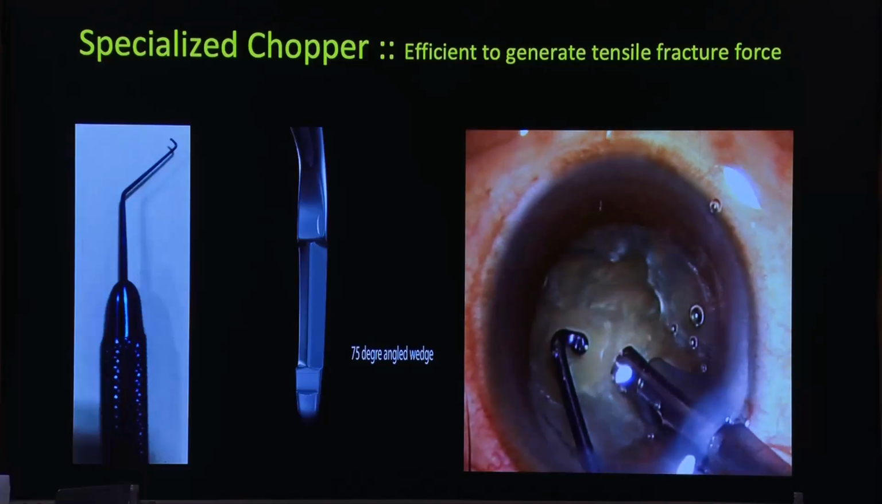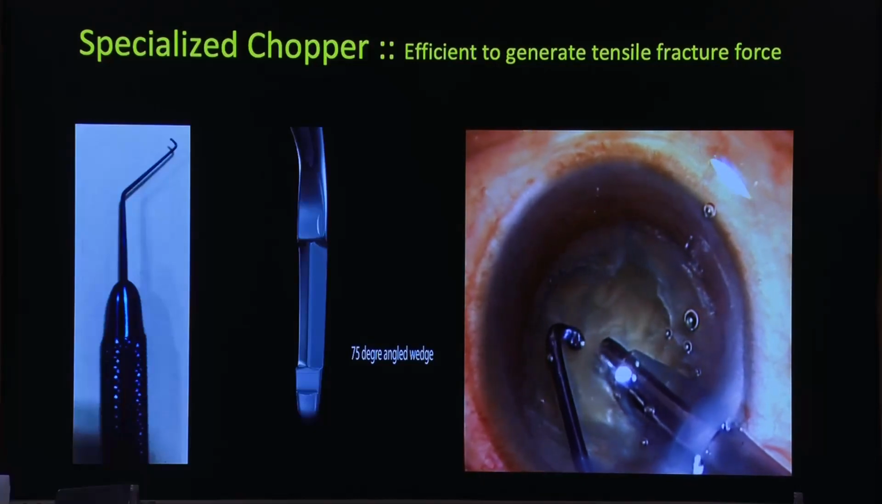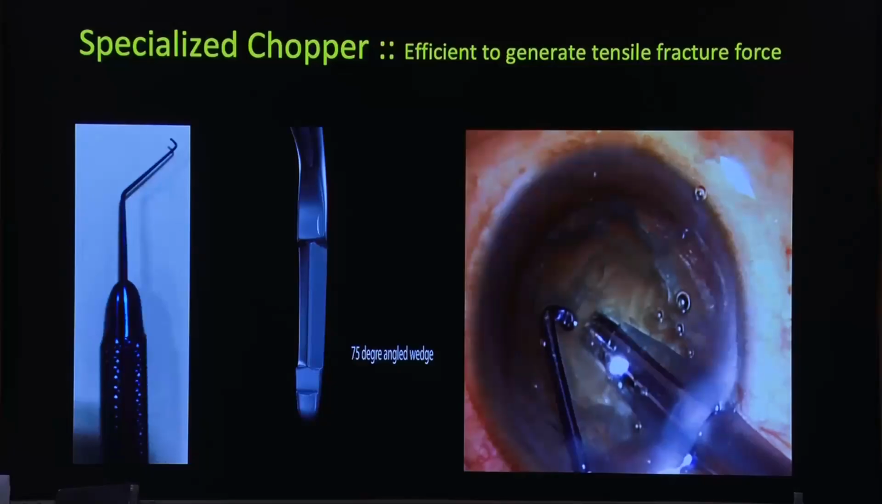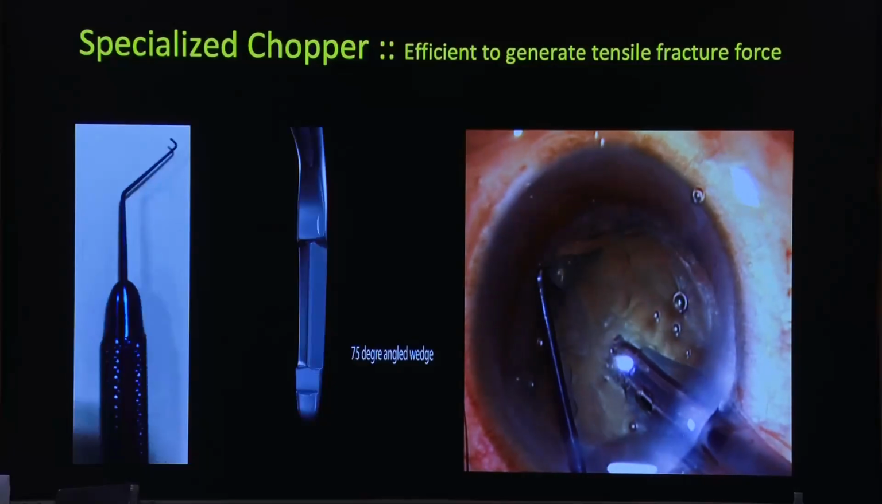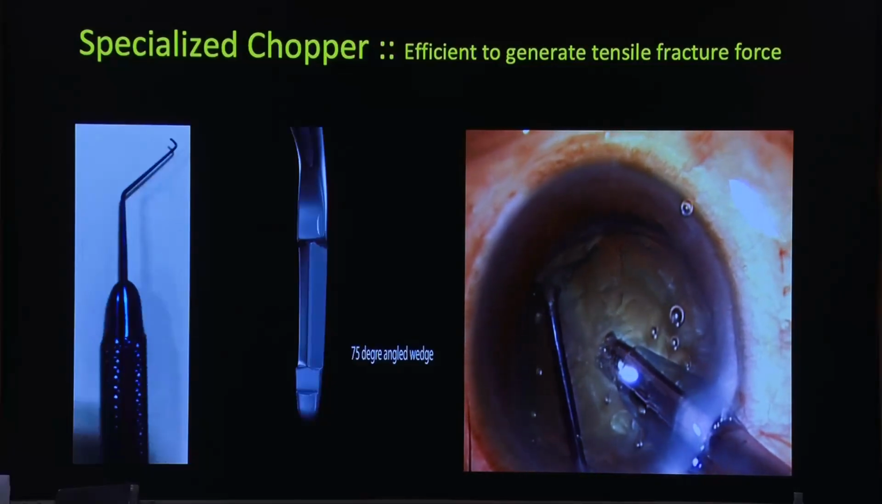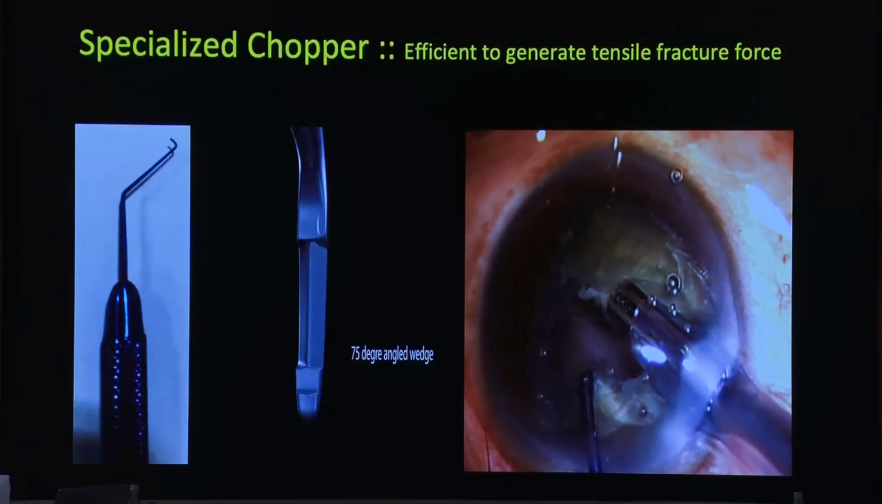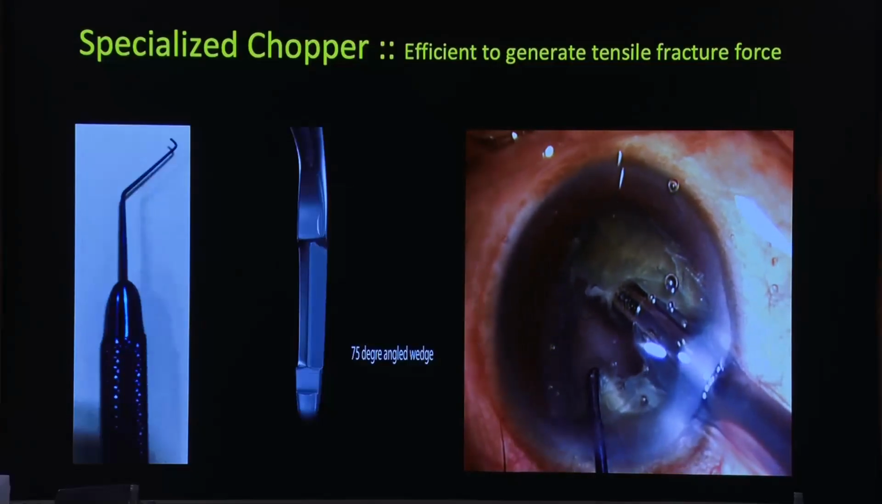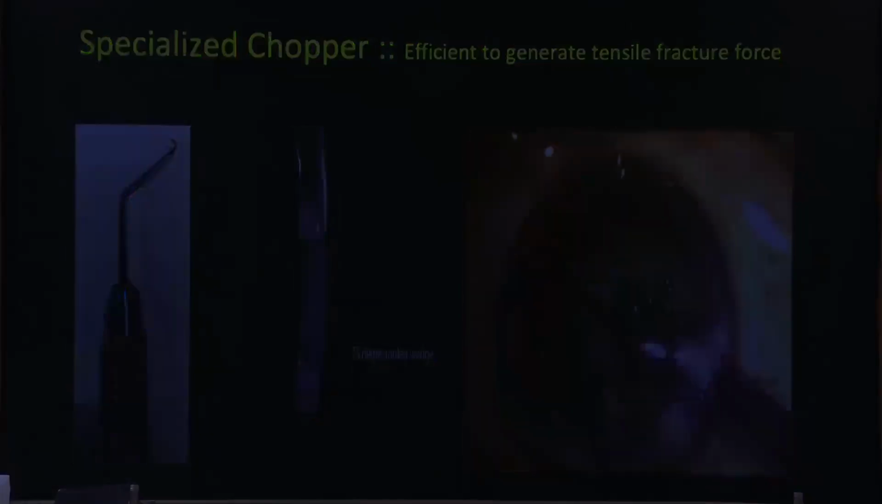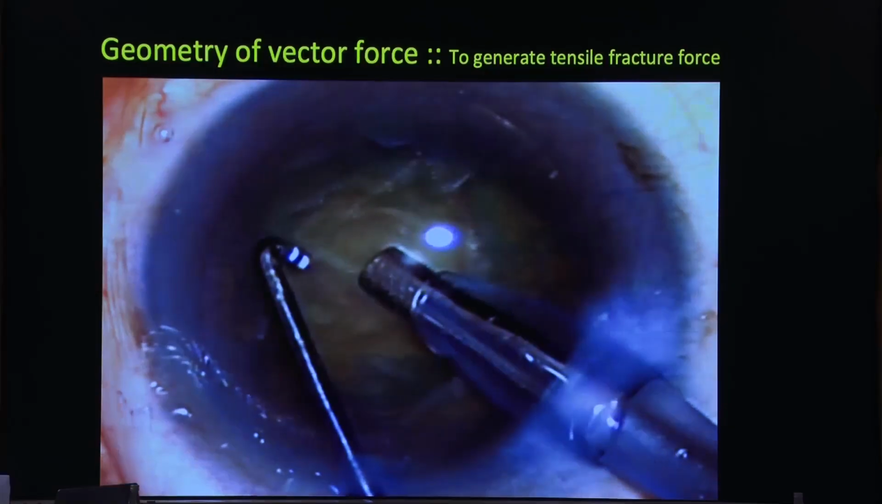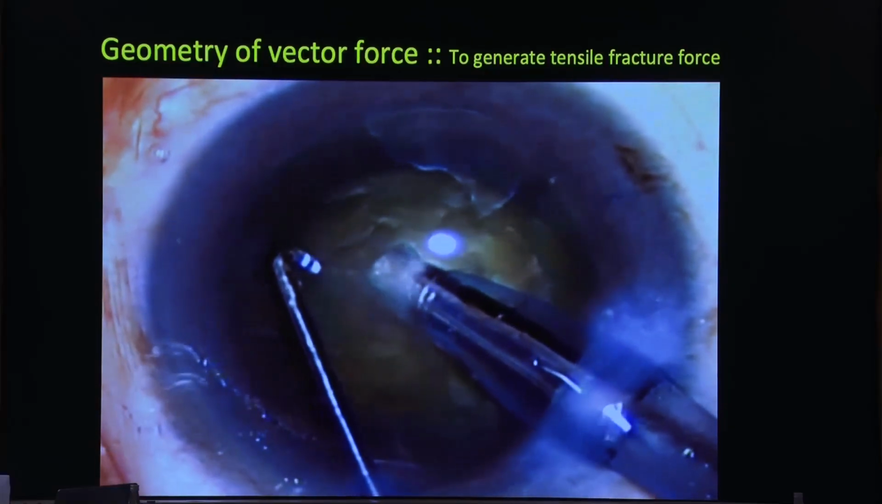And if you use, now you can see the effect of this chopper, like you just hold the nucleus, go around and hook it, and you have to just bring it in, and you get a complete fracture of the nucleus. So this is the kind of fracture you require actually in these hard cataract, and this would happen only if your vector forces are correct. And to have a correct vector forces, your instrument have to be correct.